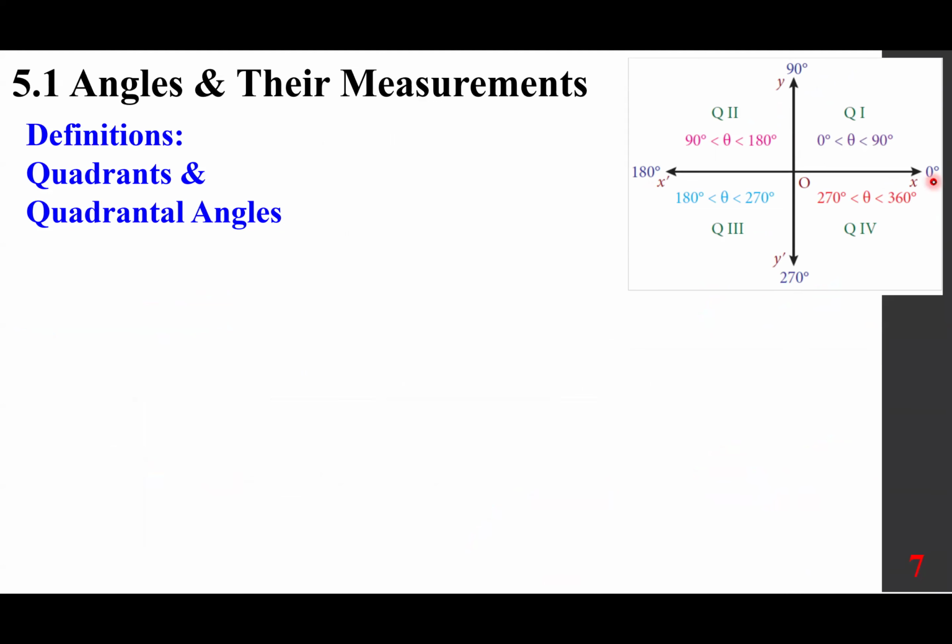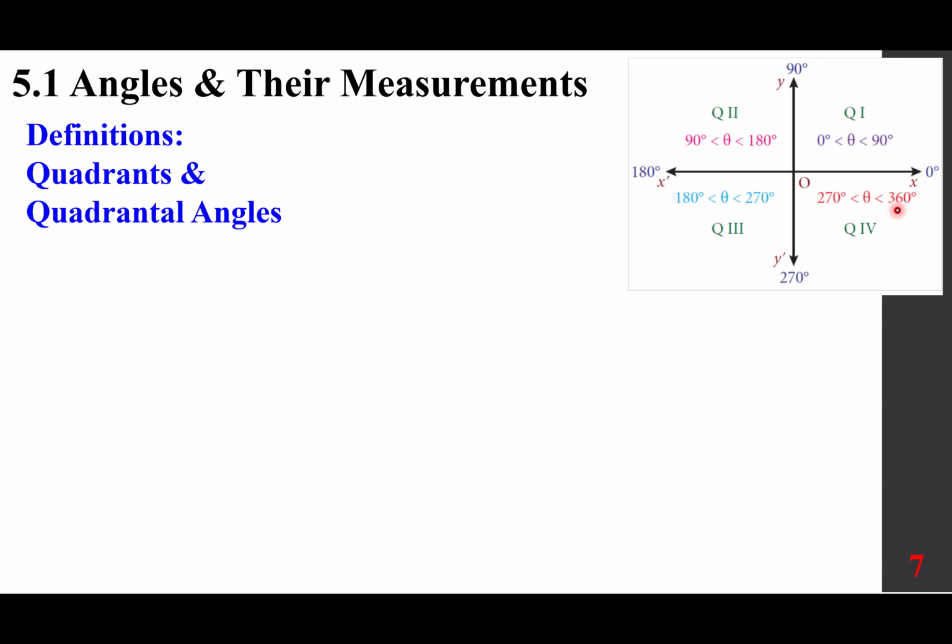So, the rectangular coordinate system gives us 4 parts. This is the first quadrant, where theta is between 0 and 90 degrees. This is considered 0 degrees, 90 degrees, 180 degrees, 270 degrees, then back to 0 or 360 degrees. So the first quadrant is between 0 and 90 degrees, the second between 90 and 180, the third between 180 and 270, and the last between 270 and 360 degrees.